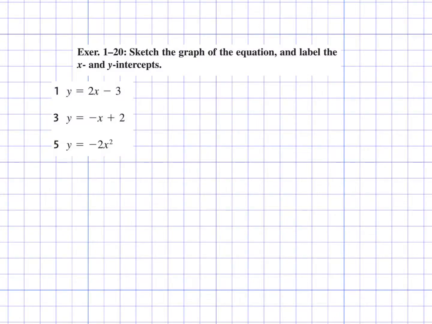Okay, 3.2 homework. Sketch the graph and label the X and Y intercepts. Okay, so let's go ahead and draw our graph and start with some shortcuts here. Number one, we'll put all these on the same one. We'll start with a black one first.